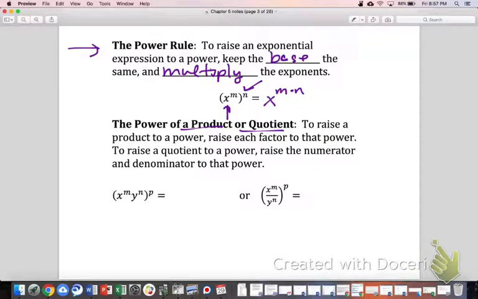So what I'm going to do is multiply my exponents. It's going to be x to the m times p, y to the n times p. So that p applies to both. It gets multiplied into both the m and the n.